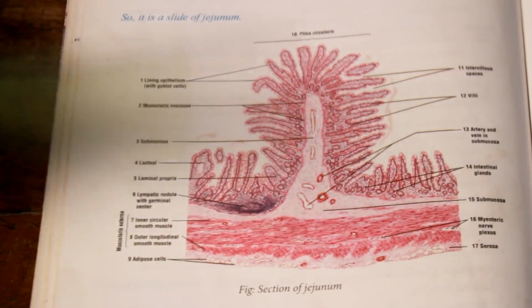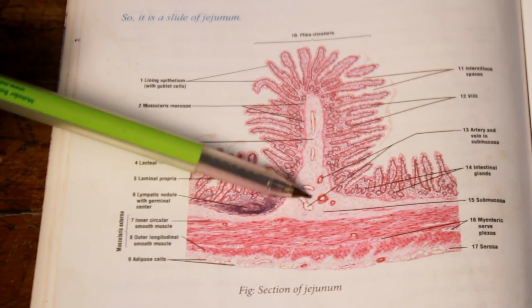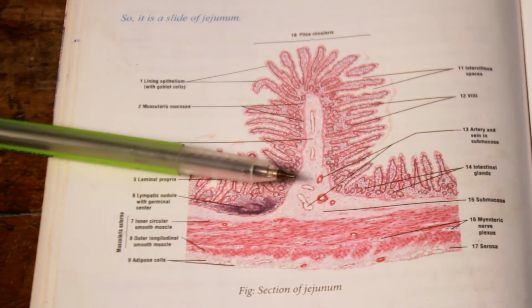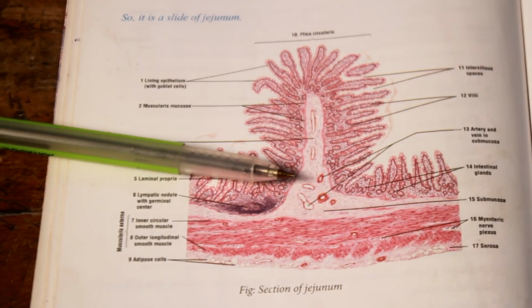The submucosa layer of small intestine, in case of jejunum, has some blood vessels and some connective tissue cells, and there is a nerve plexus known as Meissner's plexus or Auerbach's plexus. And this is a parasympathetic plexus. The function of this parasympathetic plexus is increasing the local blood flow.